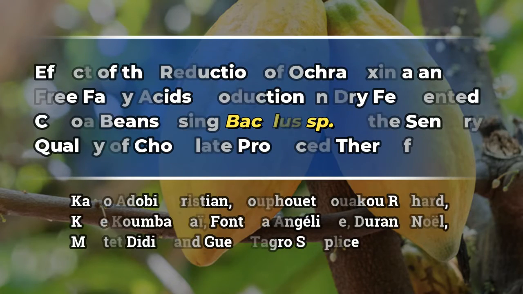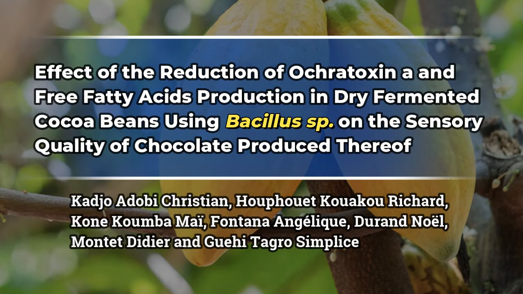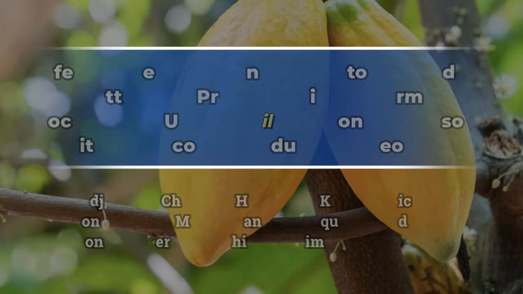Effect of the reduction of ochratoxin A and free fatty acids production in dry fermented cocoa beans using Bacillus sp. on the sensory quality of chocolate produced thereof. By Kajjo Adobe Christian, Hauptwert Koaku Richard, Kone Kombame, Fontana Angelique, Durand Noel, Monted Didier and Gehi Tagro Simplice.